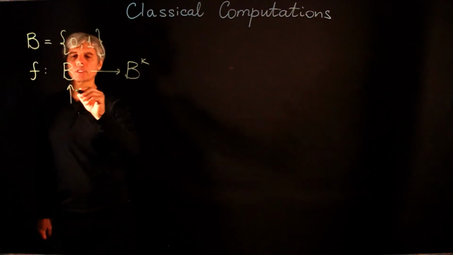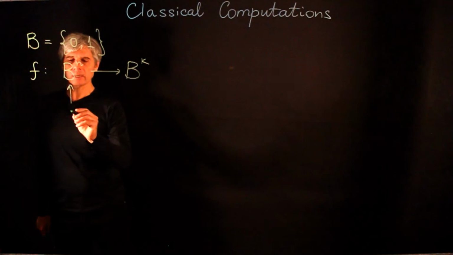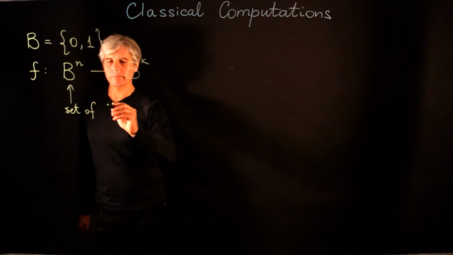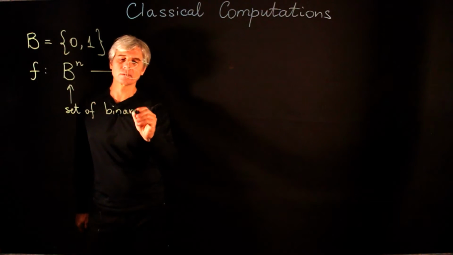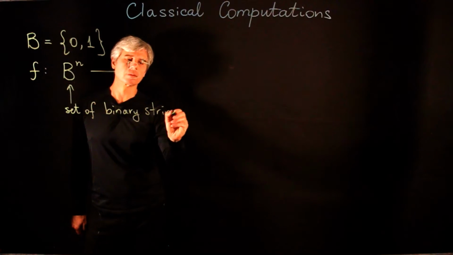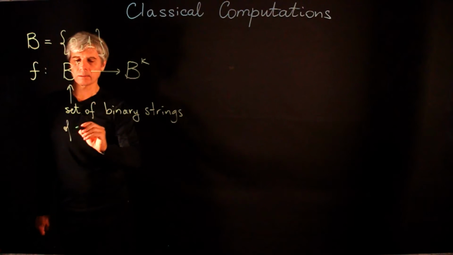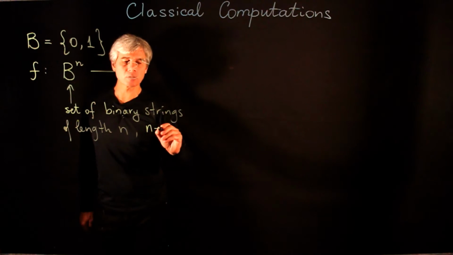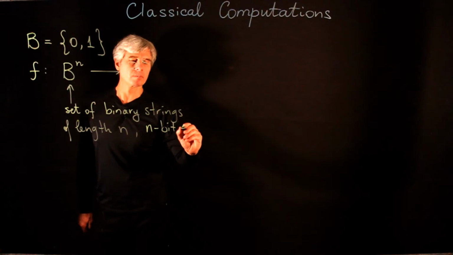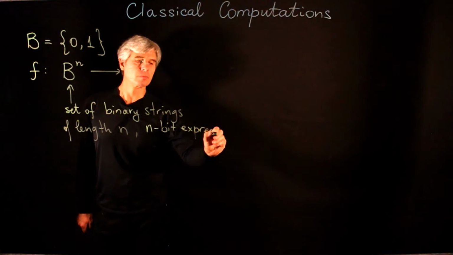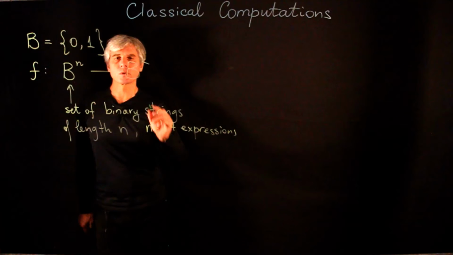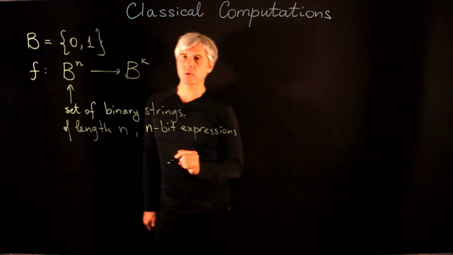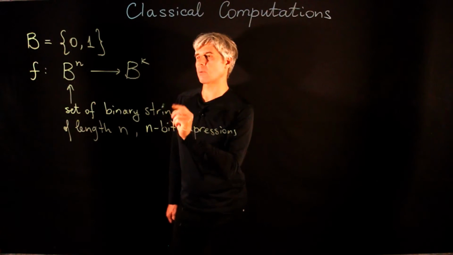Right? So this set Bn is the set of binary strings of length n, or n-bit expressions. So the output here is k-bit strings. And so this could be numbers or text.